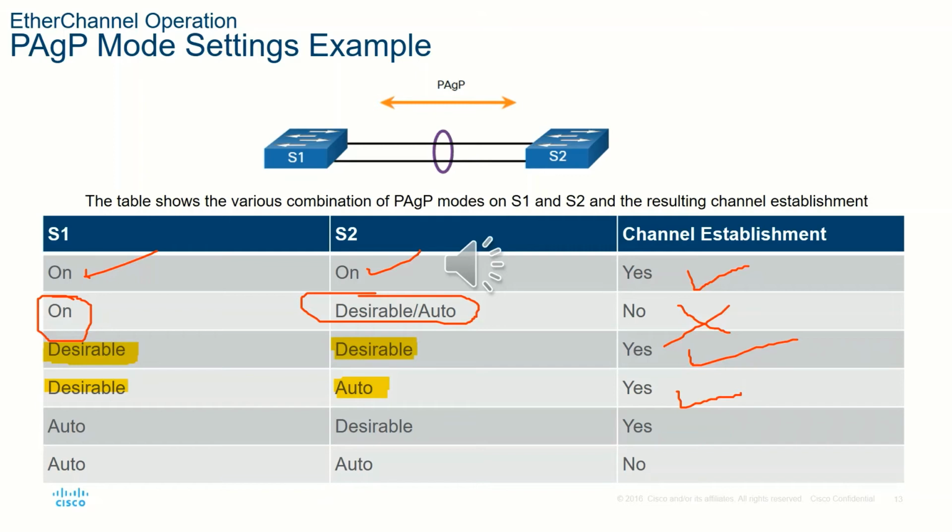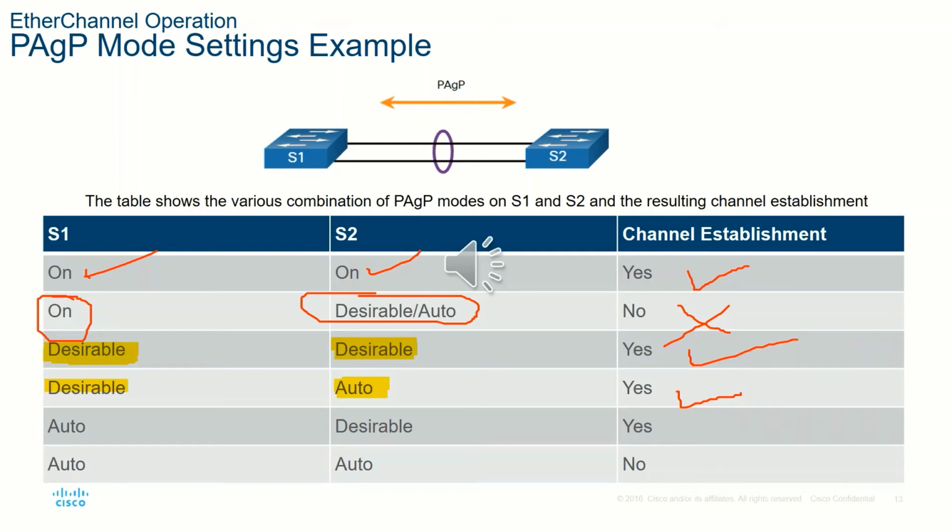So S2 is in the auto mode. That means it is in the passive auto negotiation state. If any switch sends the PAGP packets, then it will send a response to that. So when switch 1 actively sends the negotiation connection request, switch 2, which is in the passive negotiation state, will receive this packet and it will send the response PAGP packets to switch 1. At the end, the EtherChannel will be created. Okay, now we go to the next mode.